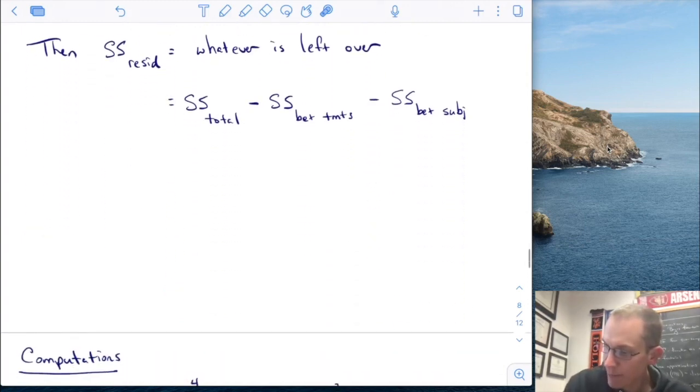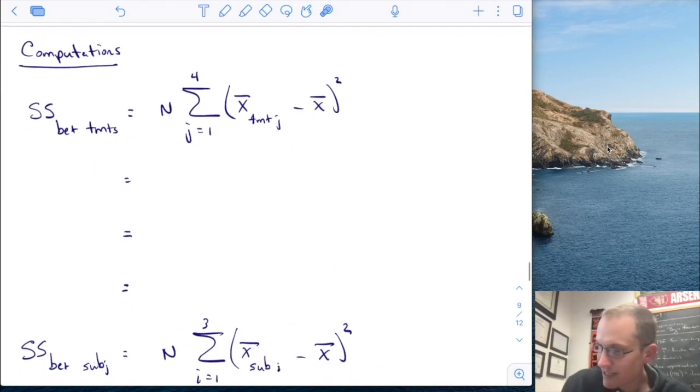Okay, so let's do the example, and we're going to work these together. Let's start with the sum of squares between treatments. So there's the formula. Now there are 4 observations in each group.